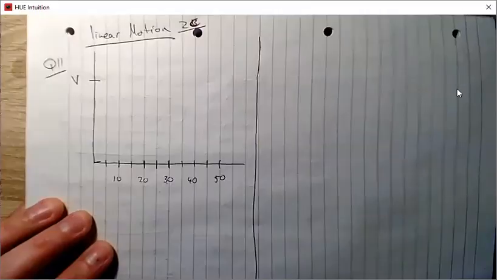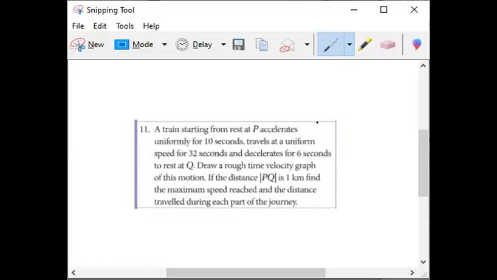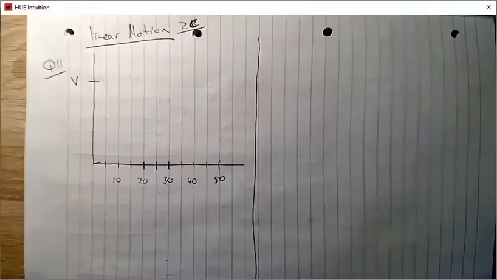The next question we'll look at here is question 11 on page 31. This one says a train starting from rest at P accelerates uniformly for 10 seconds, travels at a uniform speed for 32 seconds and decelerates for 6 seconds to rest at Q. Draw a velocity time graph and then, if the distance is 1 kilometer, find the maximum speed reached and the distance traveled during each part of the journey.